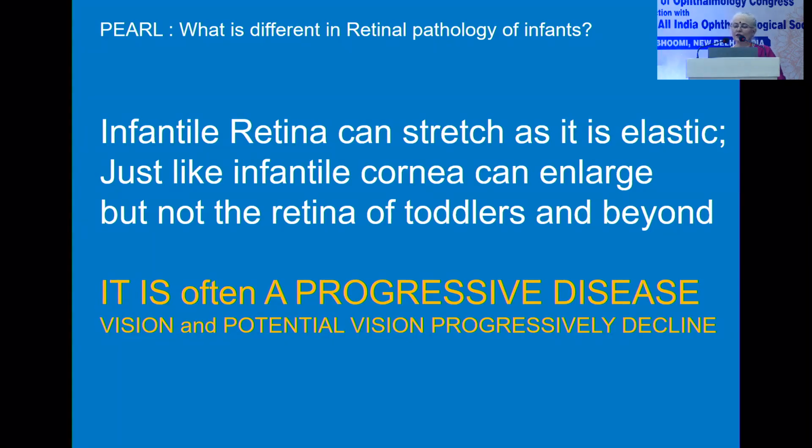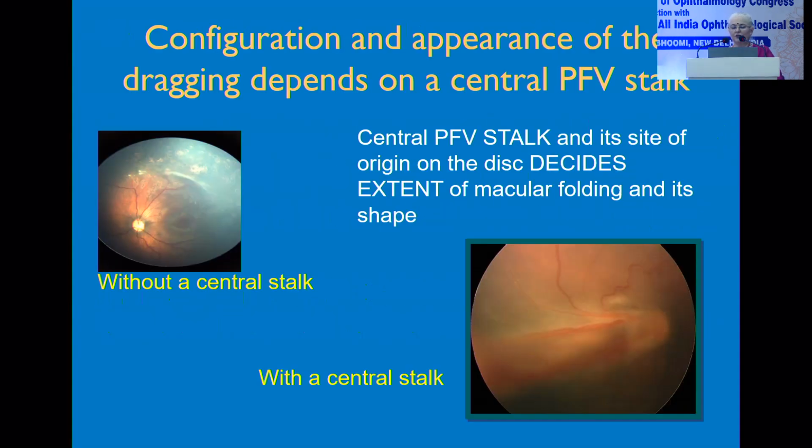So all these retinopathies are very rapidly progressive in babies as compared to adults. And the potential for vision progressively declines. So these are emergency cases, all these retinal vascular pathologies have to be handled as emergencies. I'm just showing some pictures of how the retina distorts. If in an adult you see a disc drag or a macular drag or a fold, then you know that the disease actually started in the neonatal period, because after infantile age it doesn't happen.